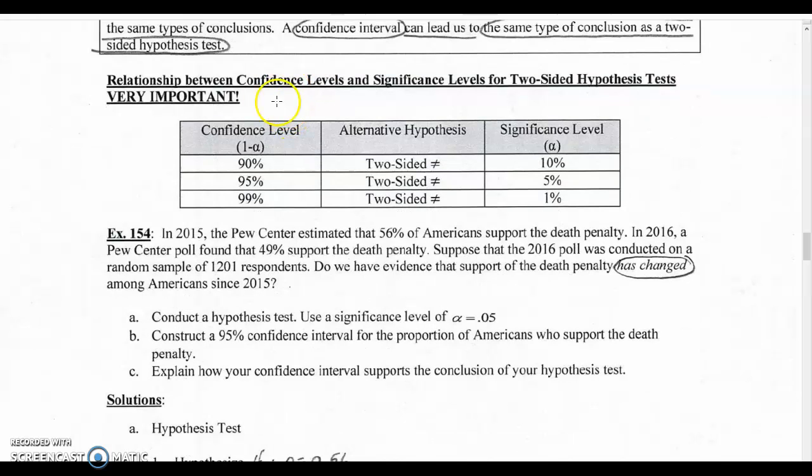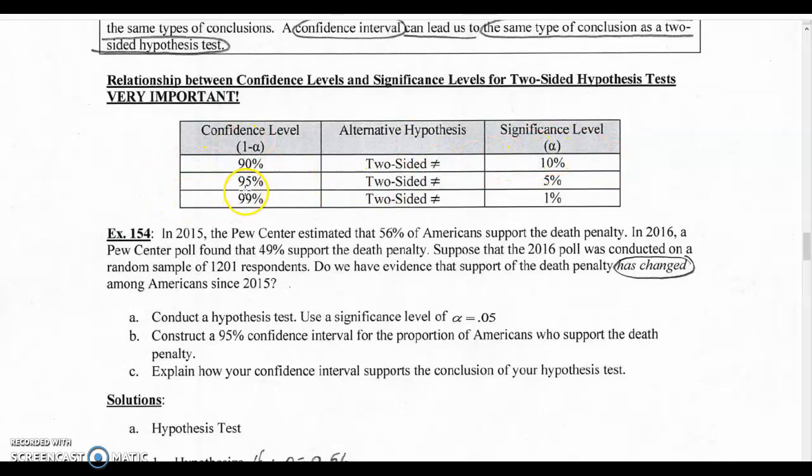So here's why. The relationship between confidence levels and significance levels for a two-sided hypothesis test. If I have a confidence level of 90%, that's the same as having a two-sided hypothesis test, alternative hypothesis P not equal to P naught, at a significance level of 10%. So there's a relationship. The confidence level is 1 minus alpha, our significance level, and the significance level of the hypothesis test is at 10%, so is alpha.